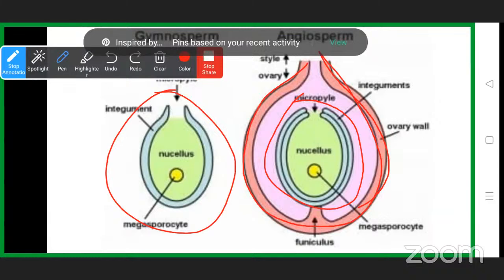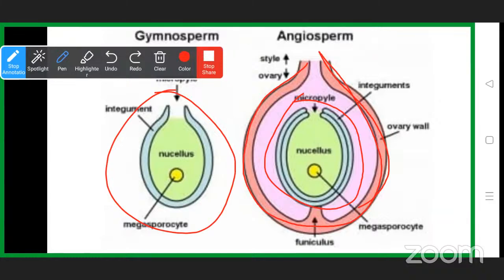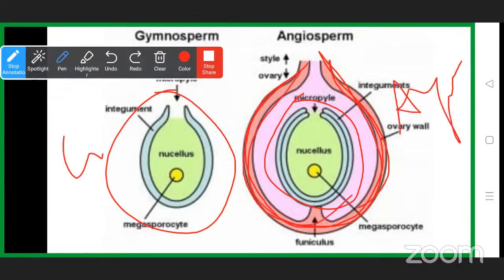Whereas in the angiosperm, it has an extra ovary wall, and the seeds are present inside the ovary. That's why these are angiosperms and these are gymnosperms. Naked seeds will be formed from the structure of the ovule. Here you can see the nucellus and the megasporangium, and the egg cell is there.